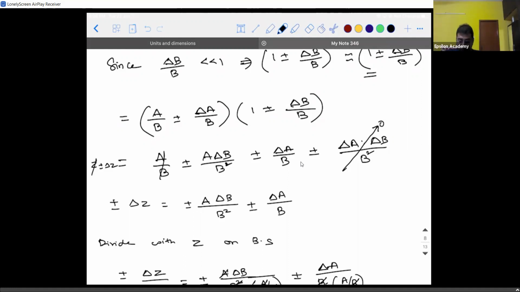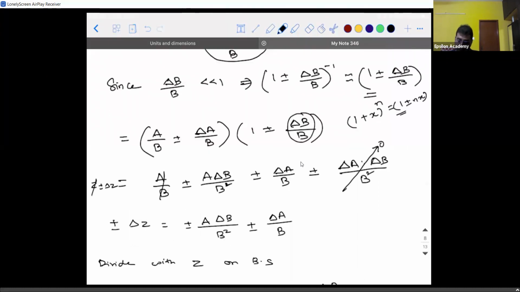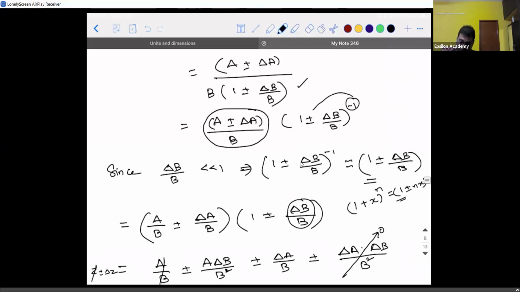I didn't say that 1 plus or minus delta B by B is approximated to 0, because it will become 0 only when delta B by B is equal to minus 1. No, I didn't say that. Here there are two approximations that we did. 1 plus x the whole power n is equal to 1 plus or minus n into x. Here, n that I had is minus 1. When I multiplied, I kept it undisturbed. That's it. I never told it is 0.